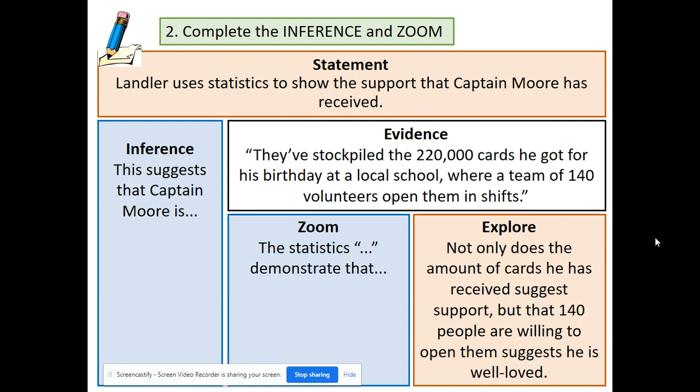Now, in the second paragraph, you're going to be completing the inference and the zoom, okay? So here the statement is about Landler, the writer, using statistics to show the support that Captain Moore has received. Some evidence in there about the number of cards and the number of volunteers. And what I want you to do now is to write number 2, write the inference that goes with that statement and evidence, and then the zoom, what you could zoom in on. The explore's already there, so you don't really need to do that. So have another look through that, and then write in your books number 2, pause the video, and write the inference and the zoom.